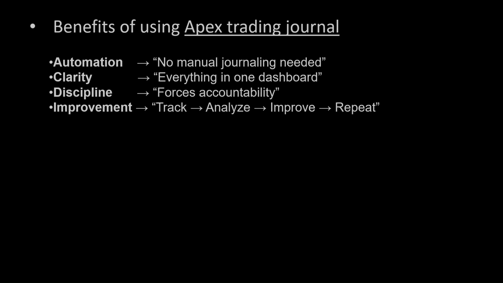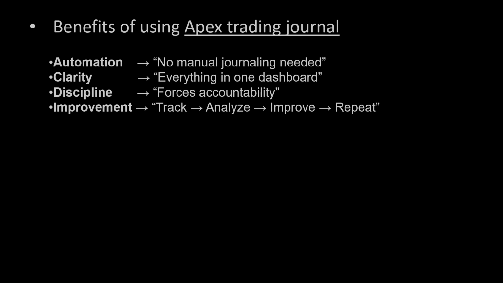Benefits of using the Apex Trading Journal: it is fully automated. So you don't have to do anything, only if you want to tag a trade. So if it was a FOMO trade or a news trade, you have to do that manually. Otherwise it is fully automatic. It will give you clarity. Everything shows in a live dashboard. After each trade your dashboard will update, so you will get live analysis of your trading.